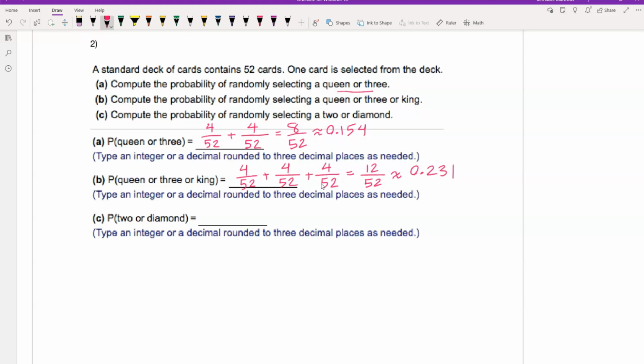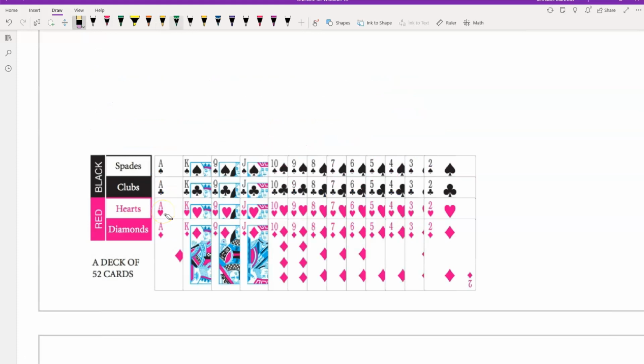Part C, probability of 2 or diamond. We have a card that is diamond and also it is 2. So at the same time, we have both of these events on one card. That means there is a card in common between these two. So in that case, we should subtract. First, we have to count how many cards we have that are 2. It's 4 cards. Plus how many diamonds? It's 13 cards. So this is what we have, out of 52 cards.